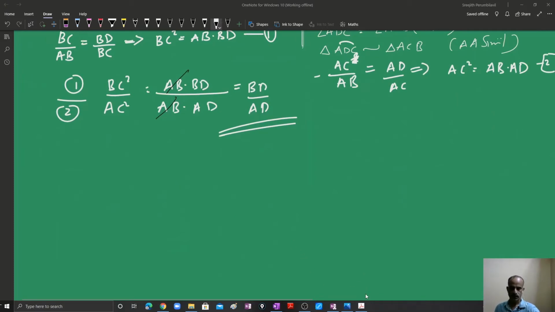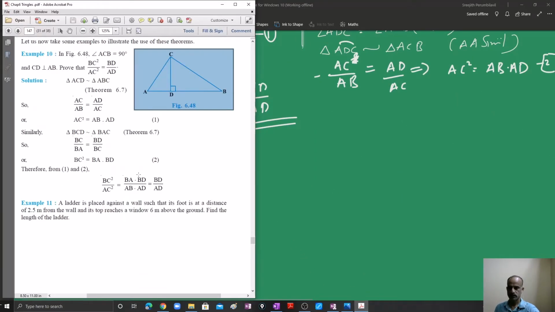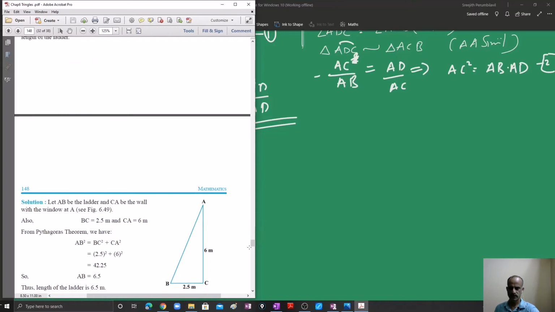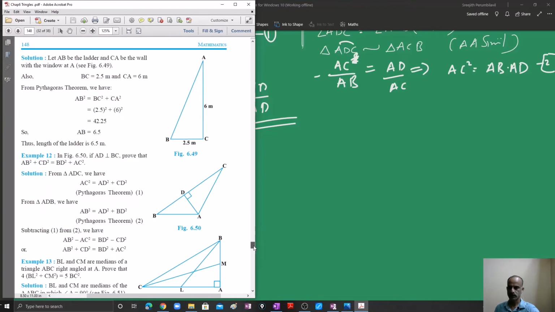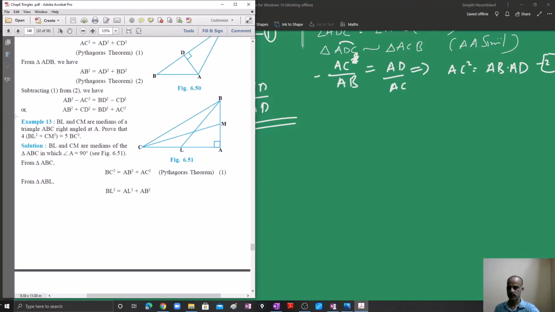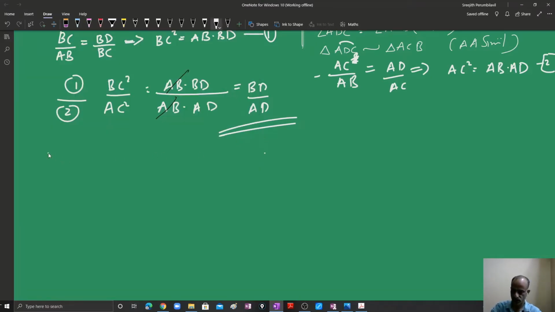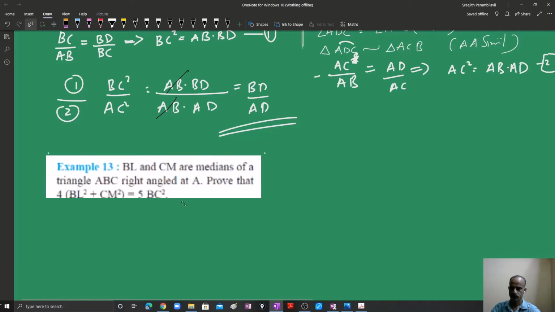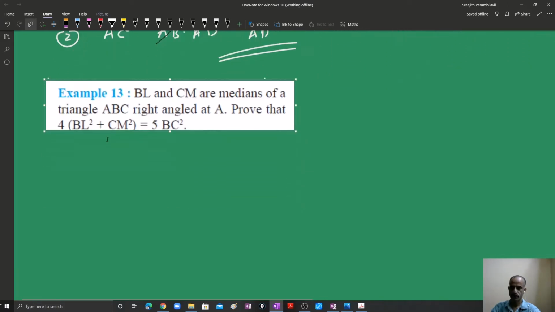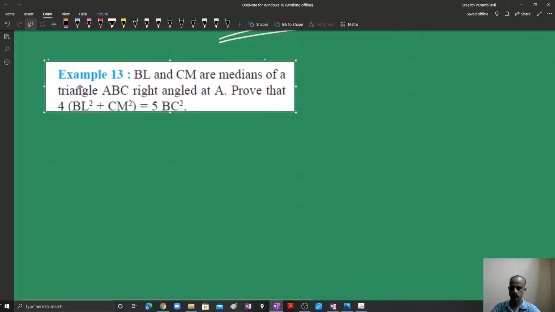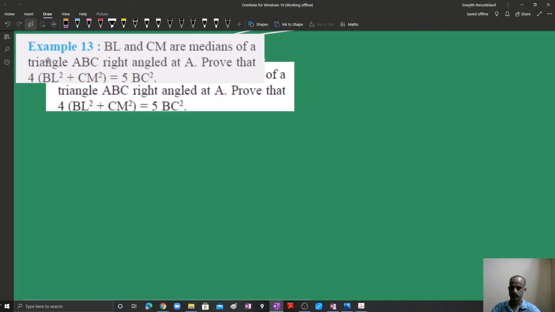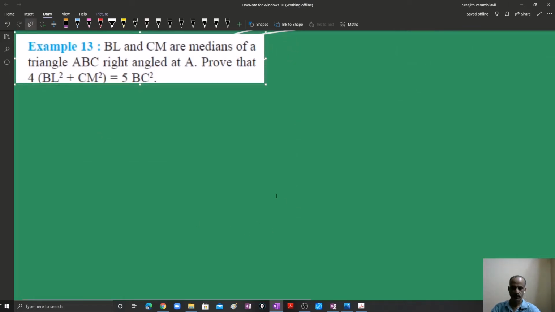So now let us move on. There are various questions. We are not going to do all of them. Question example 13. It's a very important question, asked several times for board. It's a very popular question seen in all books. Figure is not given, so we don't need the figure.